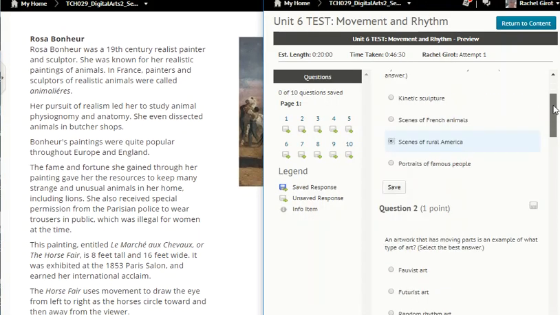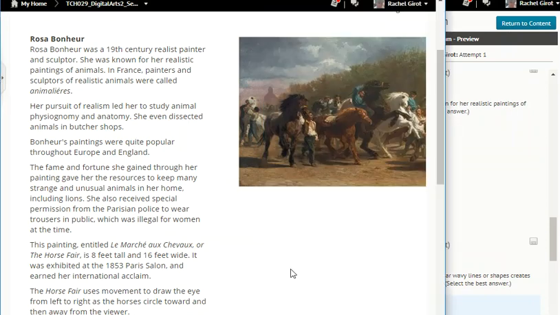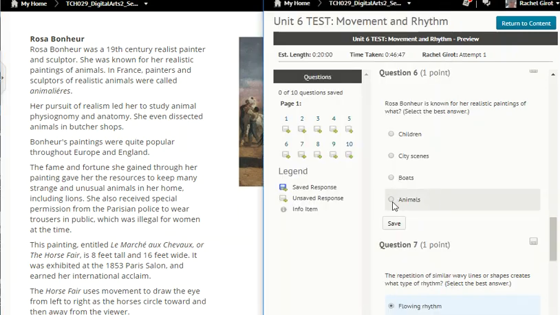Rosa Bonheur. I know we have a question on Rosa. Where is that one? Rosa Bonheur is known for her realistic paintings of what? Children, city scenes, boats, or animals? Let's find out. Rosa Bonheur was a 19th century realist painter and sculptor. She was known for her realistic paintings of animals. Ding, ding, ding.